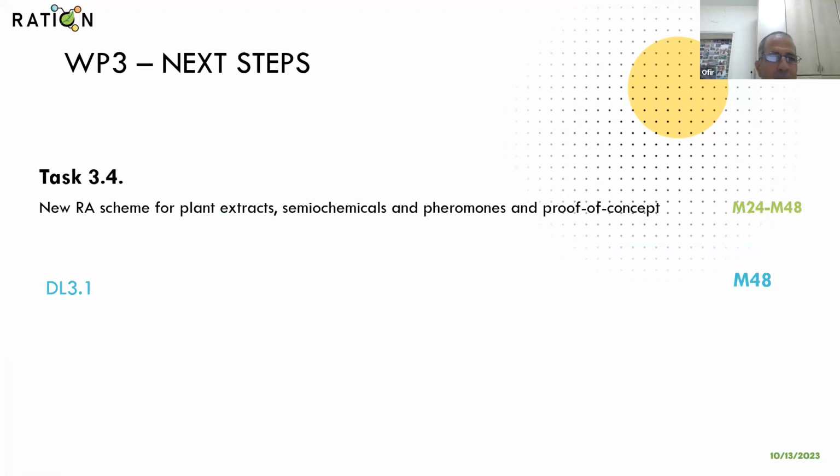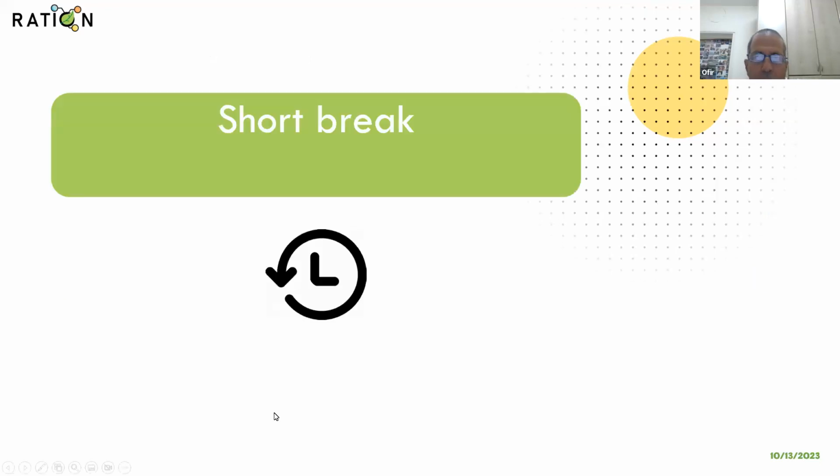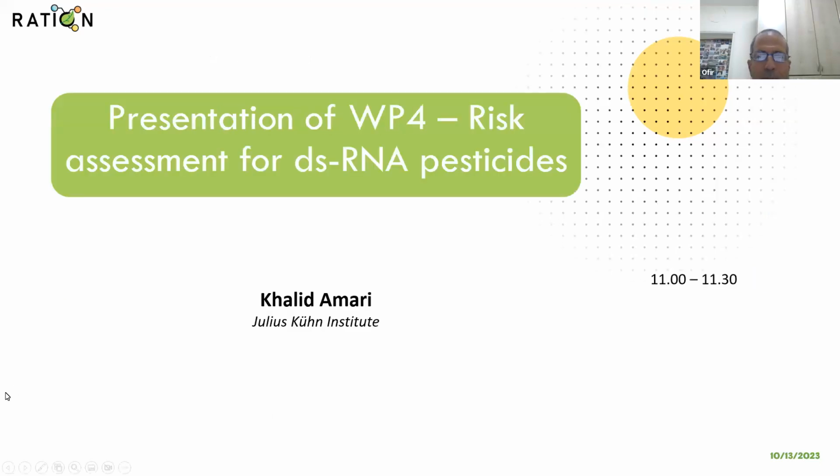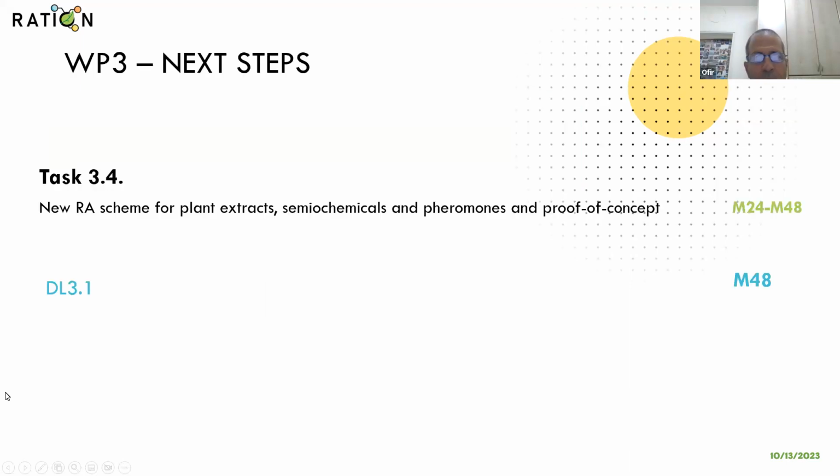And the last task, 3.4, new risk assessment scheme for plant extracts, semiochemicals, and pheromones, and proof of concept. This task should start on month 24 and end on month 48. And it's actually, again, the deliverable DL 3.1 that we should deliver on month 48. Thank you very much.